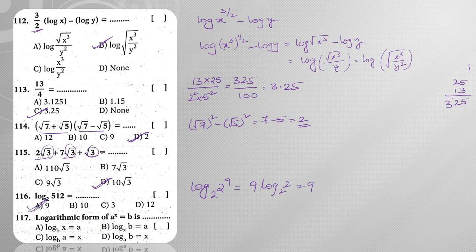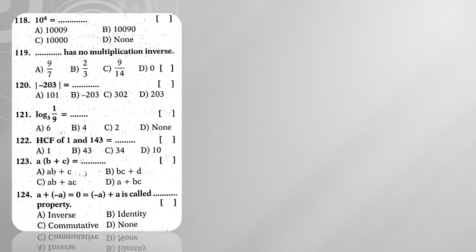Next, the logarithmic form of a power x is equal to b. So a power x is equal to b can be written as, so power will be as it is, so x is equal to logarithm of b to the base a. So log b base a is equal to x. Next, moving on to question number 118. So 10 power 4 is equal to, so 10 power 4 means 1 followed by 4 zeros, right?